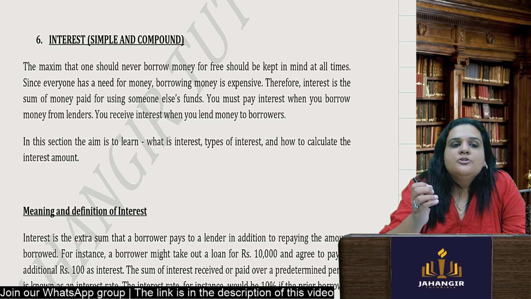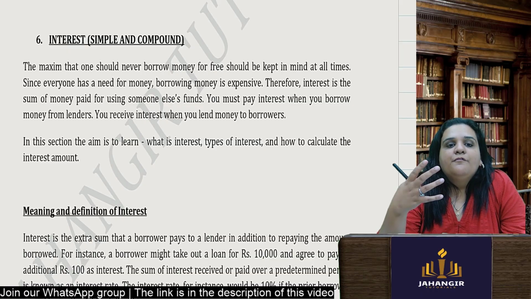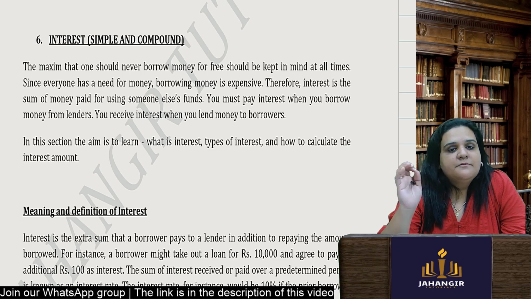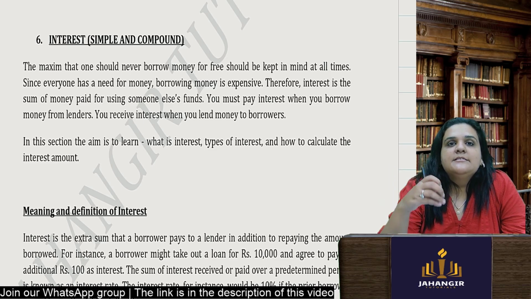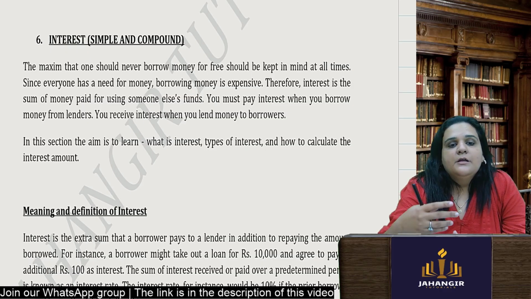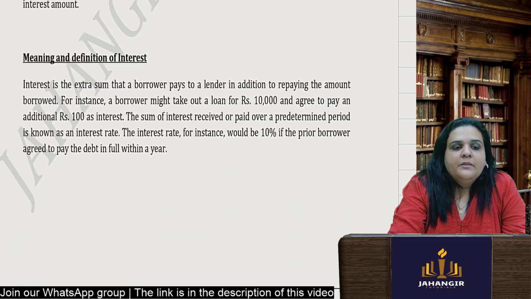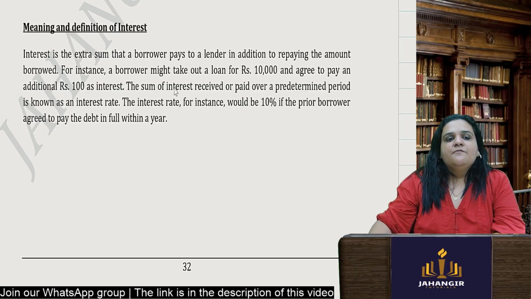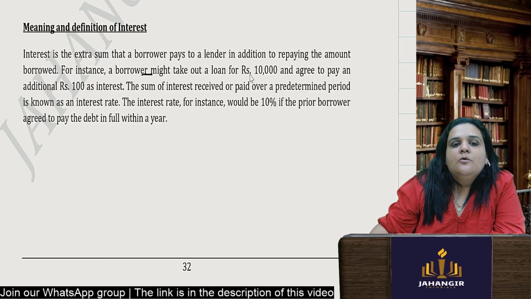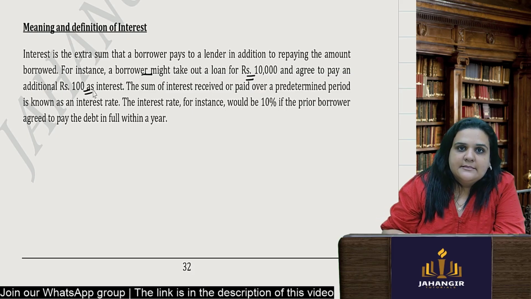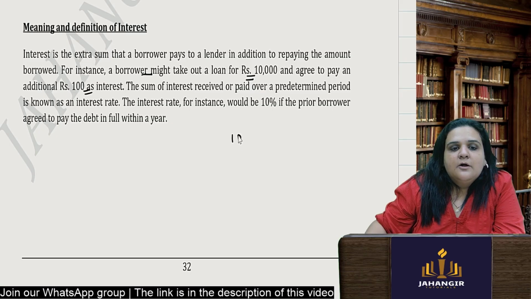Okay, so interest is nothing but this. The maxim that one should never borrow money for free should be kept in mind at all times. Borrowing money is very expensive. Therefore, interest is something you pay over and above your principal. That is the meaning and definition of interest. Say, for instance, a borrower takes a loan of 10,000 and agrees to pay an additional 100 rupees as interest. So what is the rate of interest on the 100 rupees I am paying additionally on 10,000? I have to find this in the form of percentage.